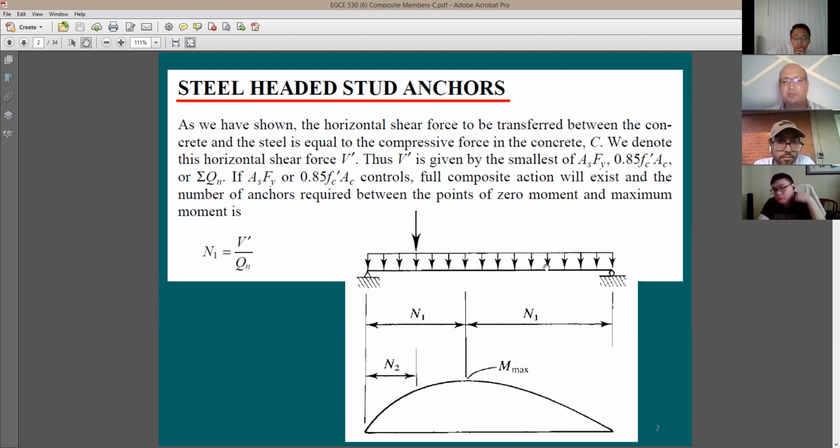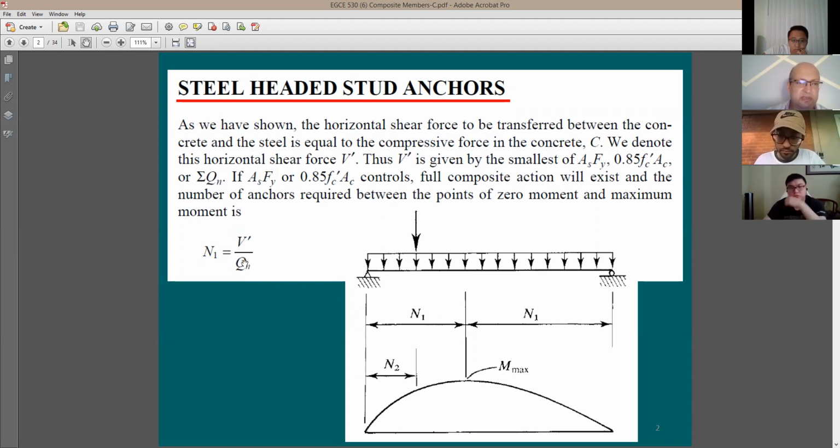The force transferred from this point to here is going to be equal exactly to the force to be transferred from this point to here, to the left side. And this force is going to be equal to the smaller of the two forces that we just calculated, meaning As times Fy and 0.85 f'c times Ac. The force itself, we're going to call it V prime. So V prime is going to be the smaller of the tension or compression that we just discussed. The shear strength of one stud is going to be called Qn. So this V prime, you just divide by Qn, which gets you the number of studs. So let's say the force from here to there is going to be 530 kips, which is this V prime.